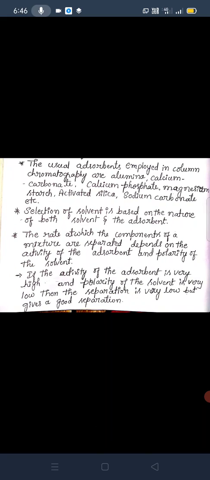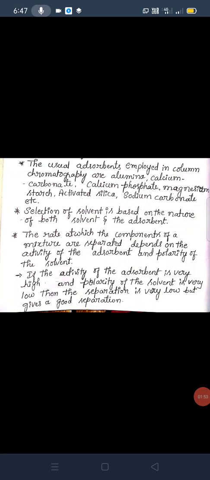The usual adsorbents employed in column chromatography are alumina, calcium carbonate, calcium phosphate, magnesia, starch, activated silica, sodium carbonate, etc. And selection of solvent is based on the nature of both the solvent and the adsorbent.